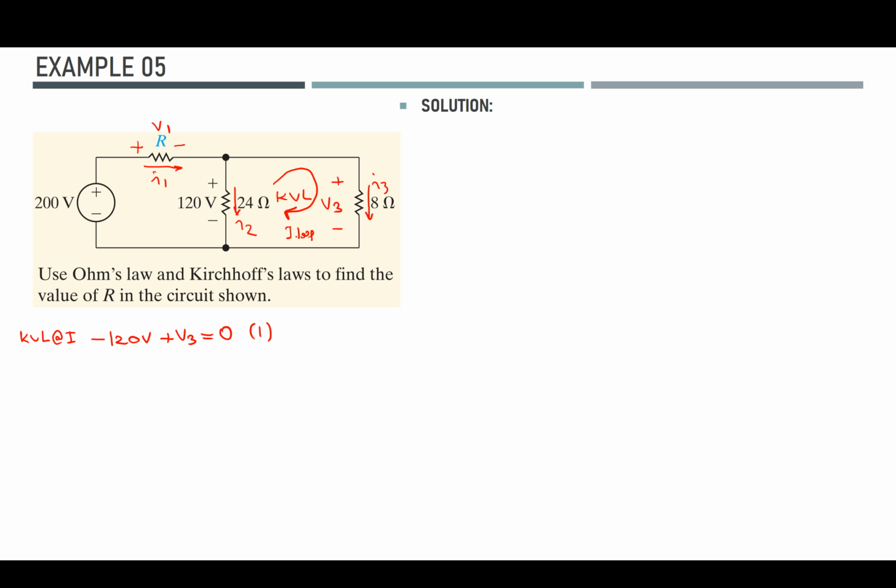So from here I can see that V3 should also be 120 volts. And since I know the resistance value, R3 equals 8 ohms, I can use this information to conclude that my I3 should be V3 over R3, which is 120 volts over 8, and that would make 15 amps. So I have found my I3.